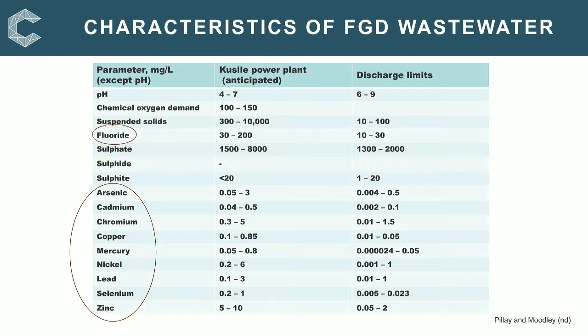The composition of wastewater from a wet limestone FGD plant is indicated here. Of course, only some selected parameters are given. It is for the dry-cooled Kusile power plant in South Africa. It shows that most constituents will exceed the discharge limits, particularly the heavy metals. The discharge limits I've shown in the table actually just give the range which was set by the three countries in the previous slide.